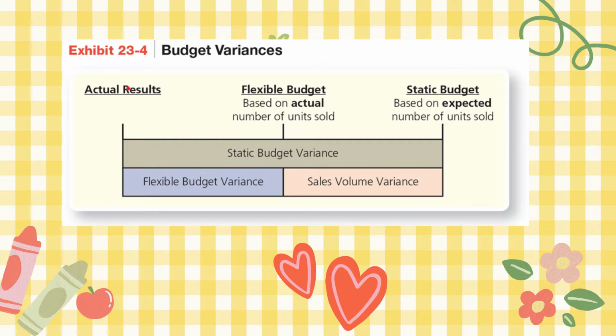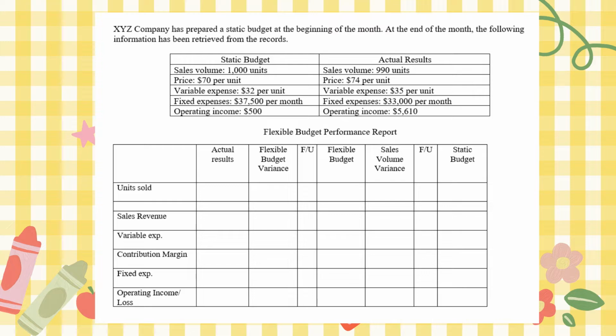Now, the difference between actual and flexible, we call it flexible budget variance. The difference between flexible and static will be sales volume variance, and the difference between actual and static, we call it static budget variance. So variance means the difference. Now we have this question.